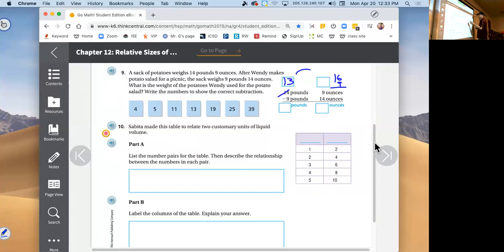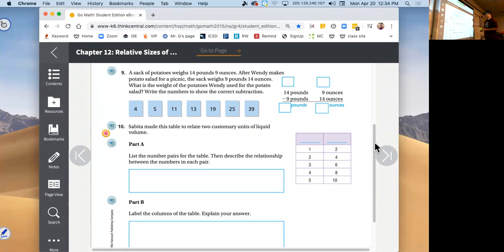16 plus 9, you got 25. Now you got 25 ounces. So now you're just going to subtract: 25 minus 14, and 13 minus 9 gives you your answer for number 9. Remember, if I'm going too fast, pause, go back, check your work, okay?